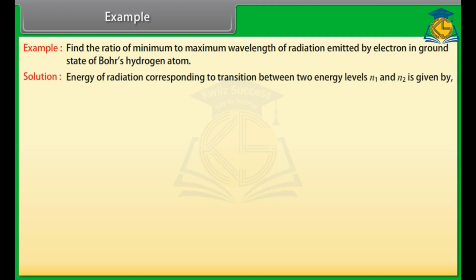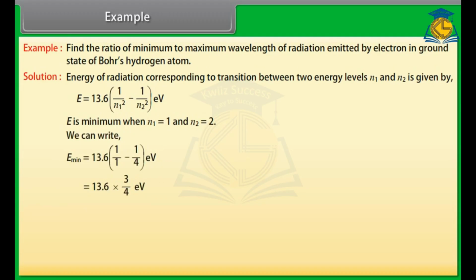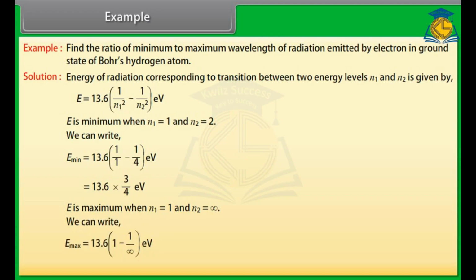Energy of radiation corresponding to transition between two energy levels n1 and n2 is given by 13.6 multiplied by (1 upon n1 square minus 1 upon n2 square) electron volt. E is minimum when n1 is equal to 1 and n2 is equal to 2. E minimum is equal to 13.6 into 3 upon 4 electron volt. E is maximum when n1 is equal to 1 and n2 is infinity. E maximum is equal to 13.6 electron volt.